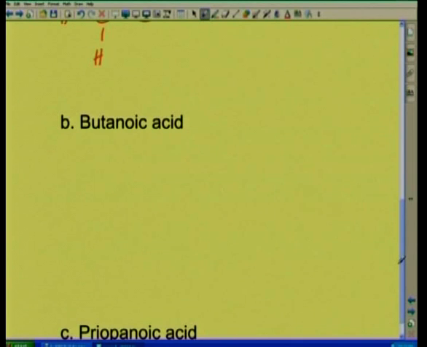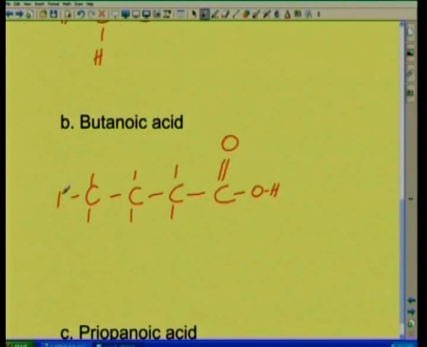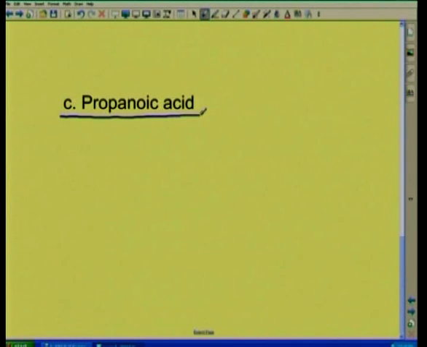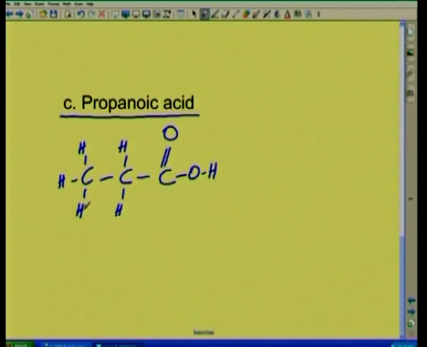Butanoic acid: you've got 4 carbon atoms in this chain. Then there must be a carbonyl group bonded to the OH group to make it an acid, and the rest hydrogen atoms bonded to the carbon atoms. That gives you your butanoic acid. And lastly, propanoic acid, an acid with 3 carbon atoms. So we've got C, C, C. This one is a carbonyl, also bonded to the OH group to make it an acid. Then the rest hydrogen atoms. So that will be the structural formula of propanoic acid.